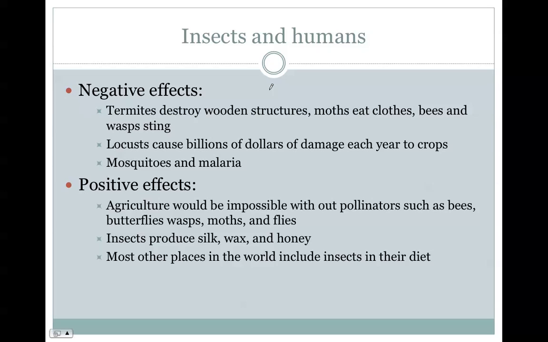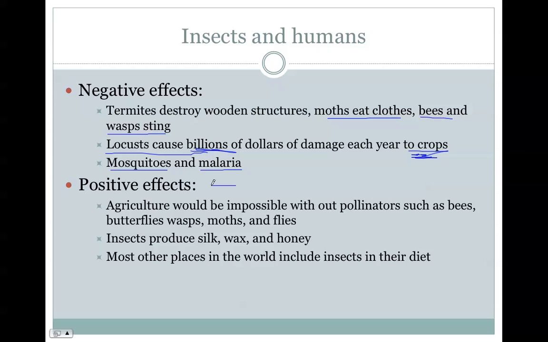They're all around the world, and as you know, termites destroy wooden structures, moths eat your clothes, expensive suits, bees and wasps sting, and this can be quite painful, obviously. Locusts and other organisms cause billions, literally billions of dollars a year in damage to crops, eating them and such. That's why we've invested so much money in insecticide, whether that's good or bad. But mosquitoes, as we learned in other chapters, cause malaria, which infects millions of people per year and kills tens of thousands of people a year.